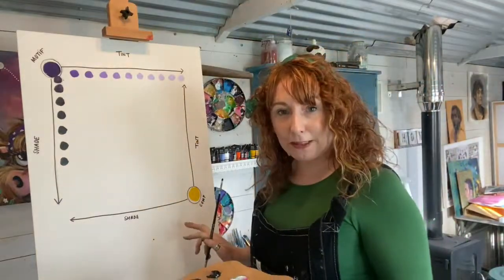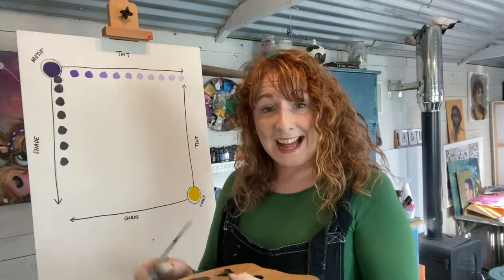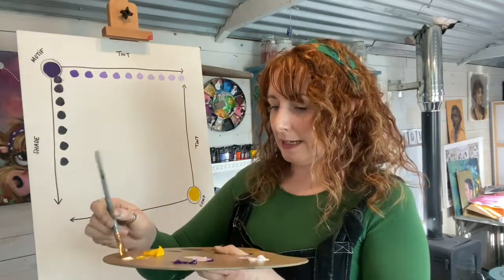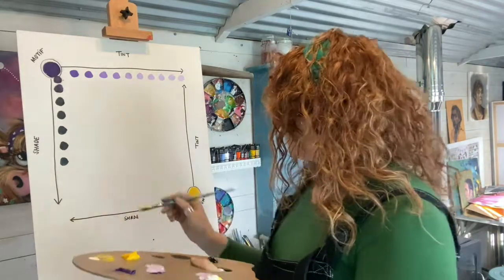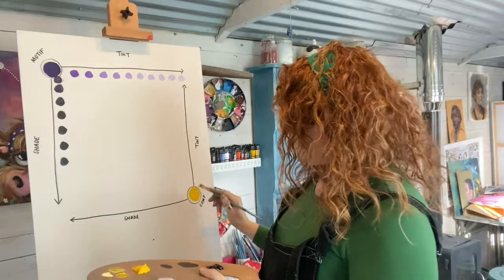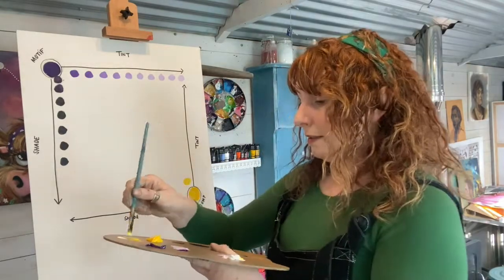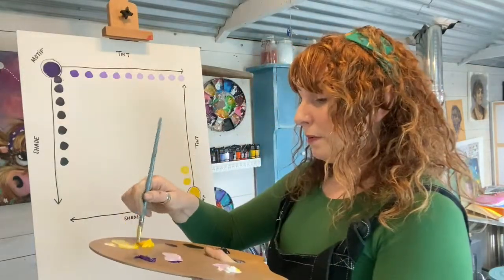We're gonna do the same with the complementary now. So clean brush, and it's exactly the same thing. Grab the complementary colour, add a tiny touch of white. And this is the tint, remember? So add in a touch of white, add in a touch more, and a bit more.